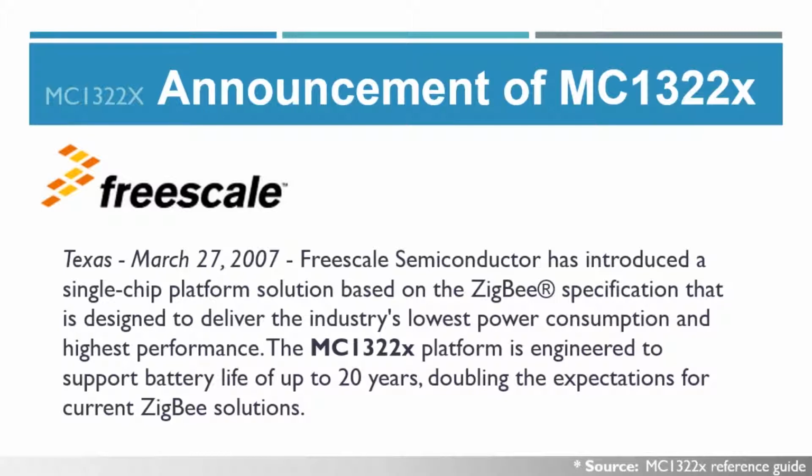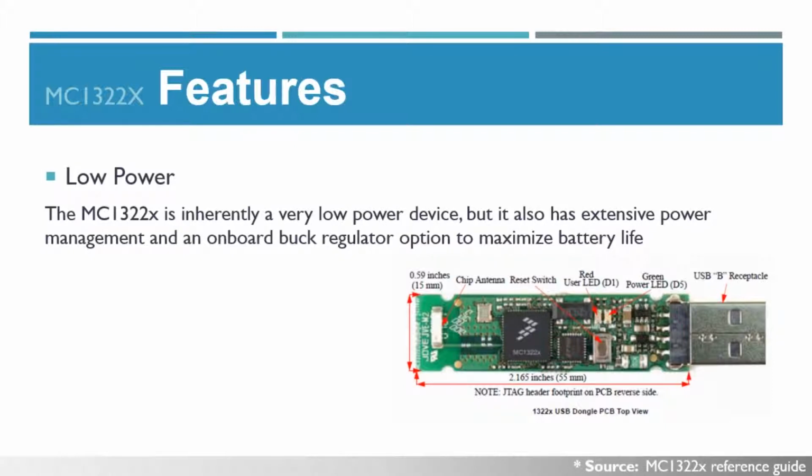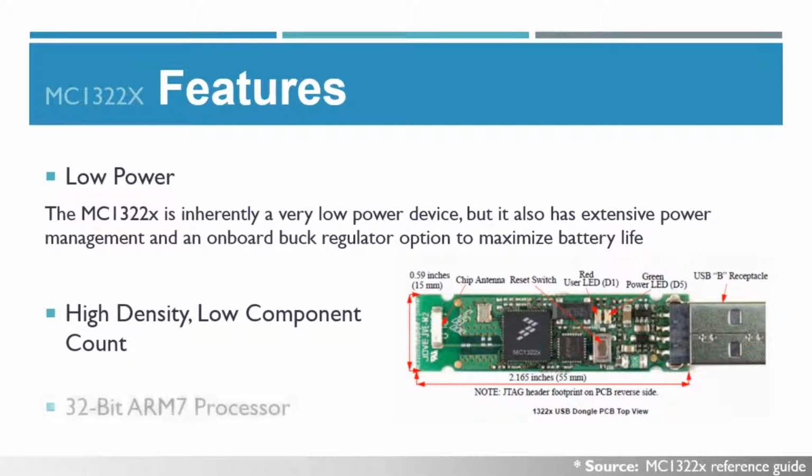solutions. Here is how the chip is being used in a USB device, and what is particular about this device is the fact that it uses low power. So the MC1322X is inherently a very low power device, but it also has extensive power management and an onboard buck regulator option to maximize battery life. Another great feature is the high density, low component count, and finally, its use of a 32-bit ARM7 processor. That makes it really powerful.